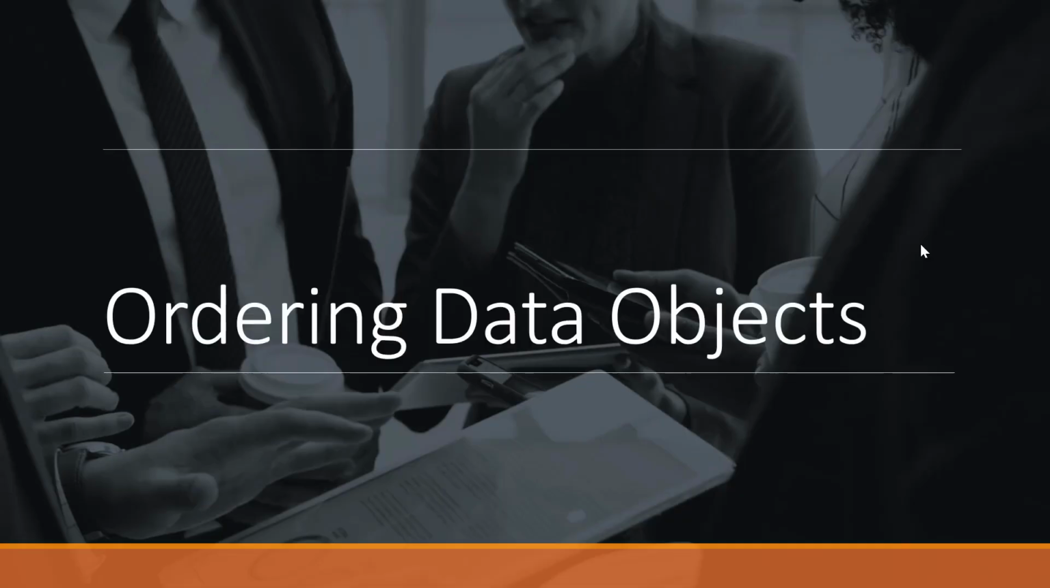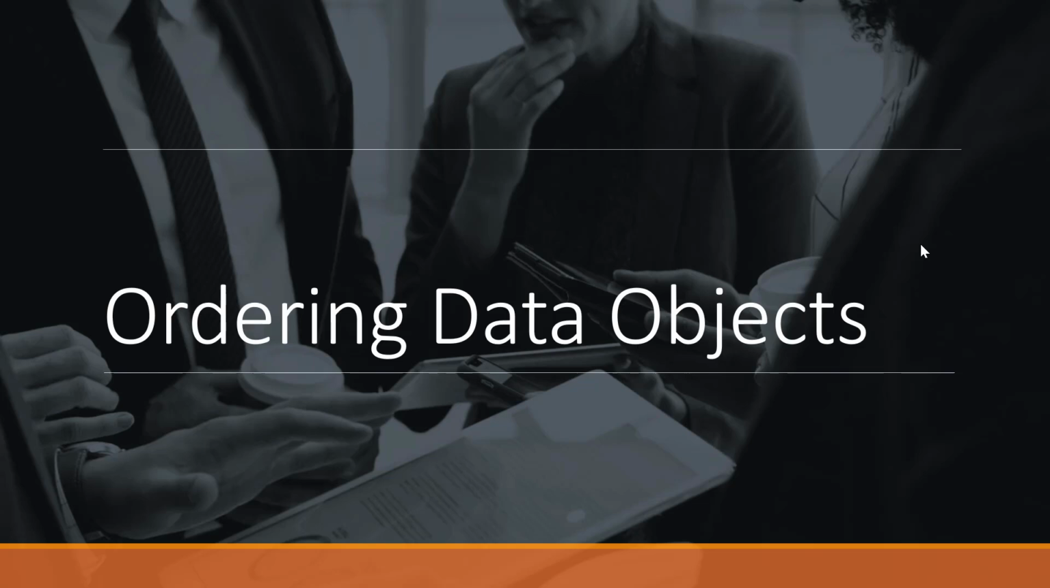Now to order data objects in Django, we generally utilize the order by method. This order by method will be utilized on the data objects of the model and it will return a query set. Now how can we use this order by method? Let's understand this with the help of an example.